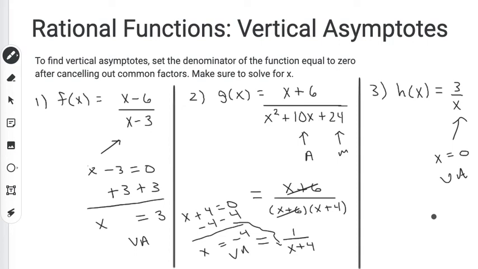So, hope that helps. When you're doing vertical asymptotes for rational functions, you're always going to have a top and the bottom, and you need to set the bottom equal to 0 and solve for x.